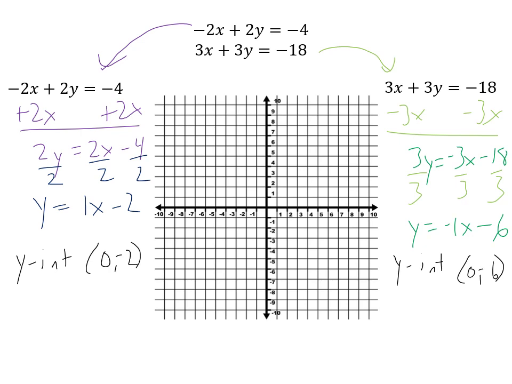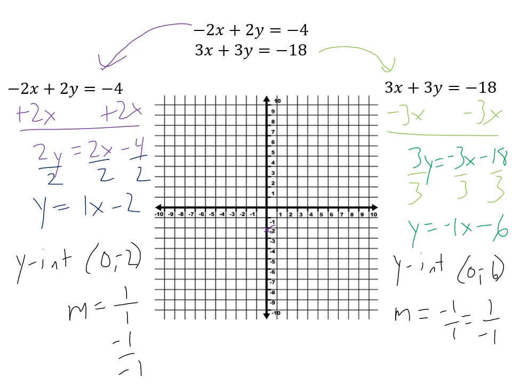And then our slope. On the left equation, we've got a 1, so that's 1 over 1, or I could write that as a negative 1 over negative 1. Both are the same. On the right, our slope is negative 1 over 1, which I could also have as 1 over negative 1. So the one on the left, let's plot that at 0, negative 2.